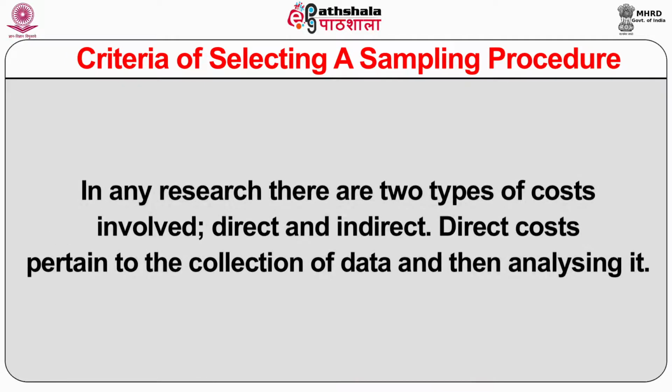In any research, there are two types of costs involved, direct and indirect. Direct costs pertain to the collection of data and then analyzing it. The indirect costs are the costs that pertain to some wrongdoings, that is, large sample error, wrong inferences drawn, etc. The researcher must bear in mind the two major reasons for incorrect inferences: systematic bias and sampling error.